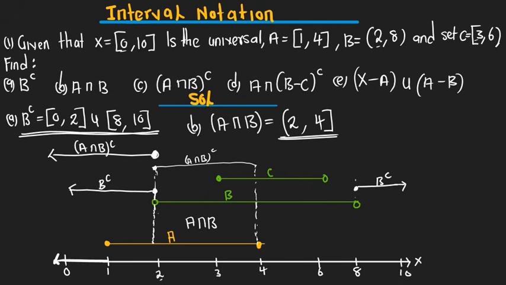Then 4 was part of both set A and B. This time around, it won't be part. This becomes your A intersection B complement. So, how then do we write it? A intersection B complement is going to equal to, is it clear?